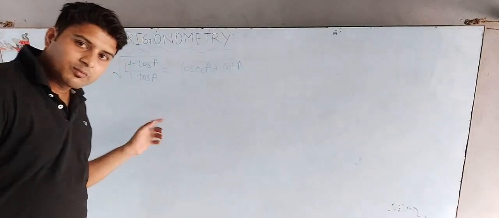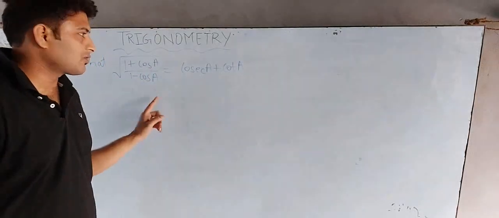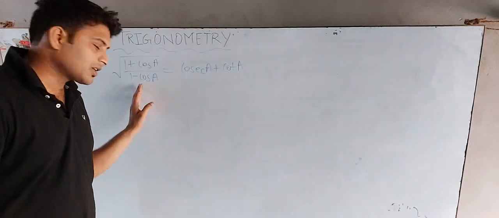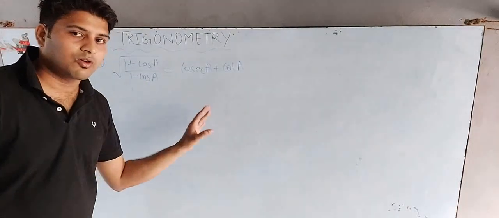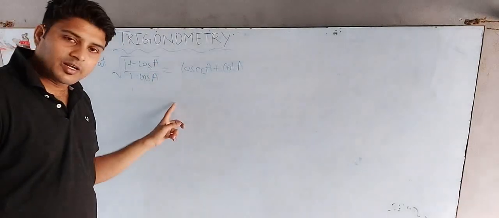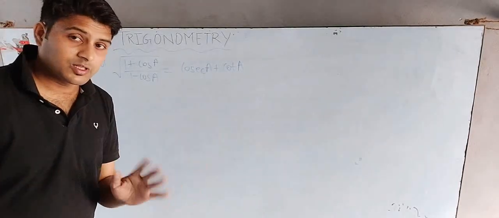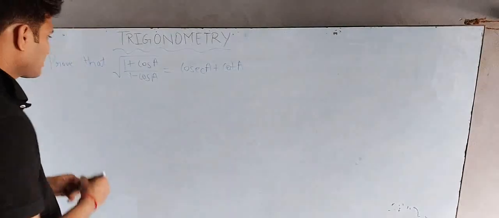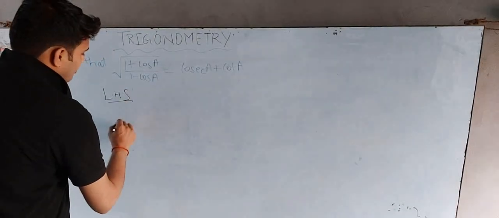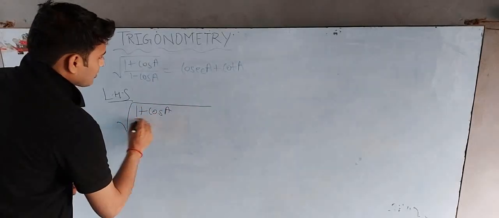Now what we have here, prove that under root 1 plus cos A upon 1 minus cos A is equals to cosec A plus cot A. Now what is the denominator here? Under root 1 minus cos A. So as by the working rule, we will multiply and divide it by under root 1 plus cos A, not 1 minus cos A, like the case of conjugates. So LHS will be under root 1 plus cos A upon 1 minus cos A.